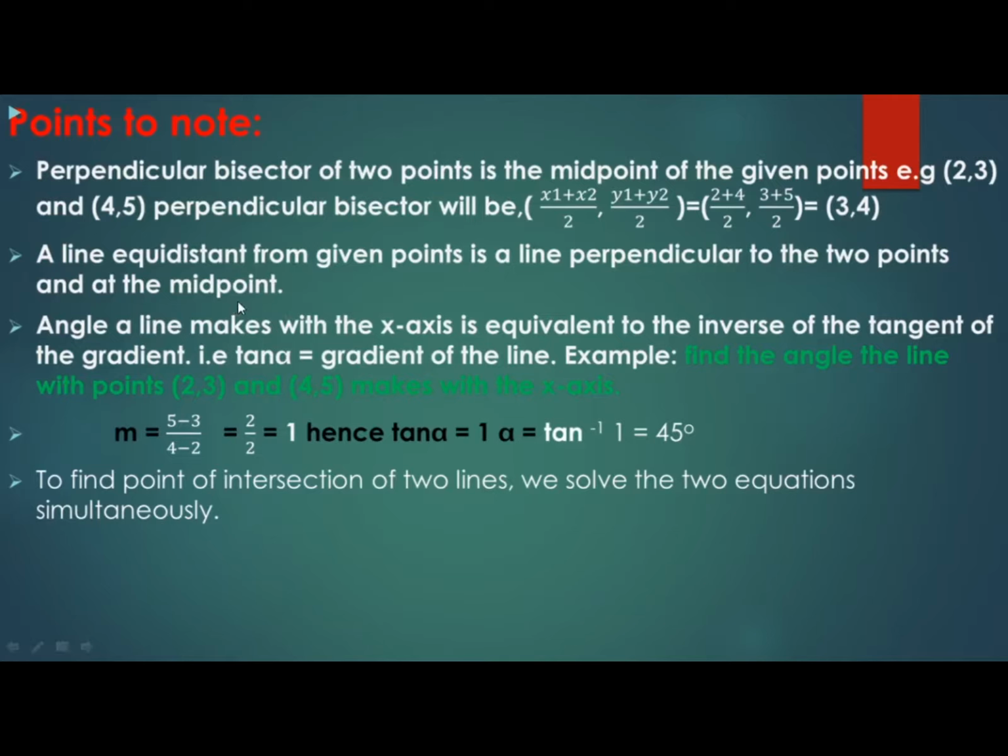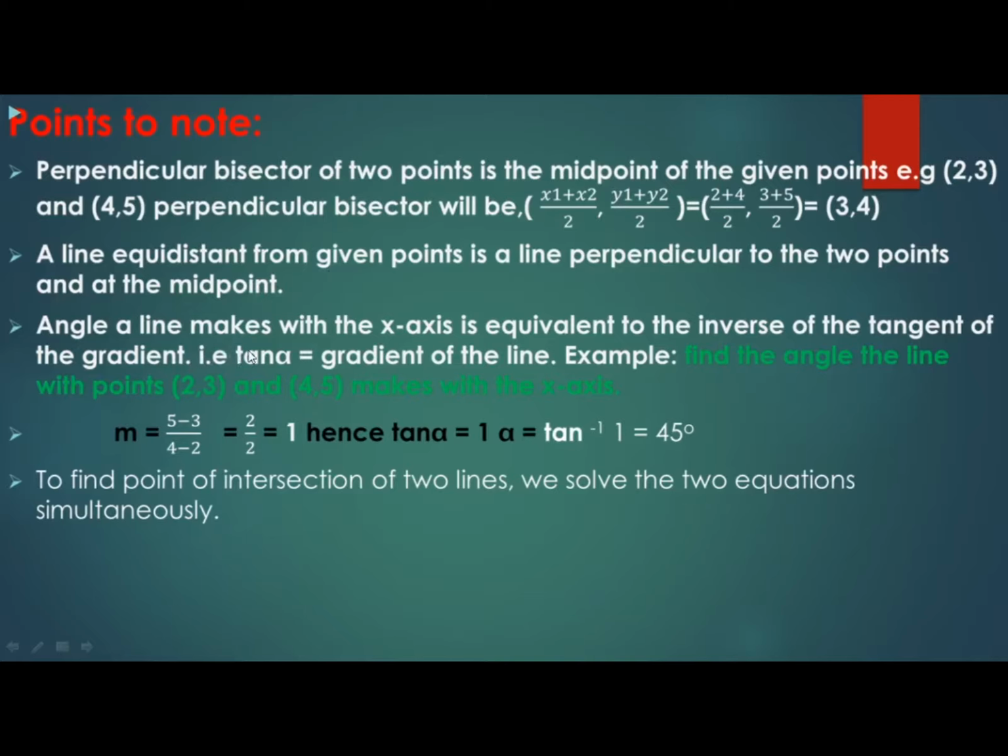Another point you need to know is that when you hear of a line that is equidistant from two points, it means a line perpendicular to the line joining those two points. And that line must cut it at the midpoint. Therefore, you also need to find the midpoint in that case.